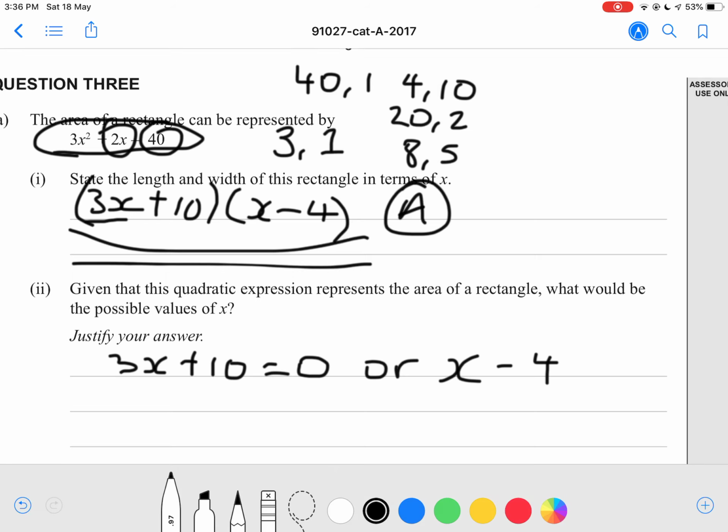Okay, so basically, sorry about that. So basically, x is equal to negative 10 over 3, or x equals 4.